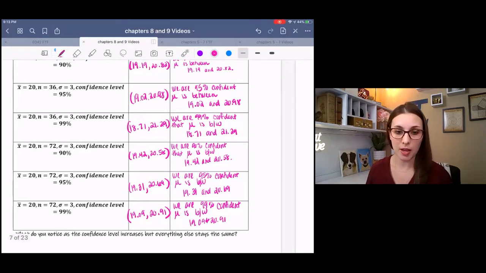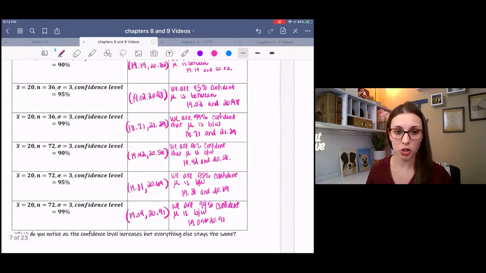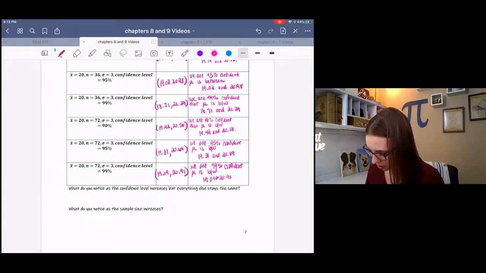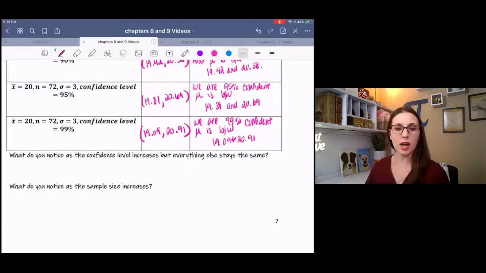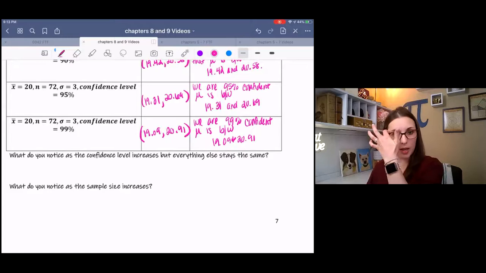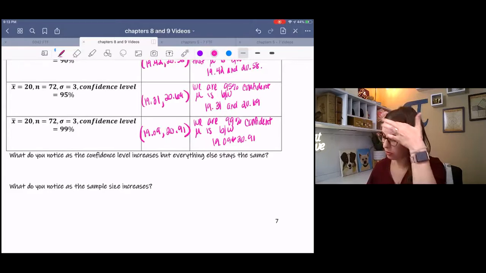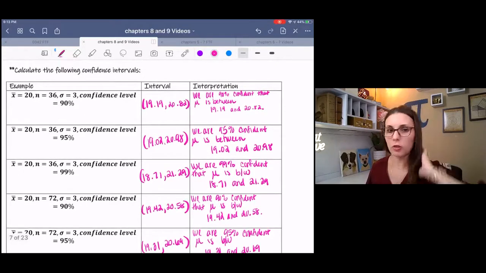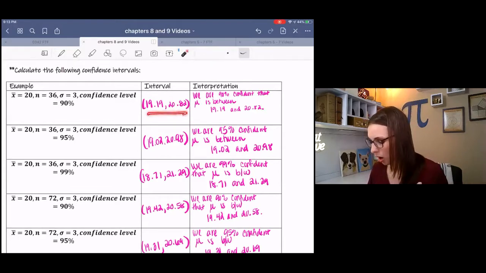So we're going to make some observations down at the bottom. Go ahead and check your intervals and your interpretations. If you need to pause it and do that, you can. And then at the bottom, we have 2 questions. What do you notice as the confidence level increases, but everything else stays the same? So look at the top 3 examples. The confidence level increases, but all other statistics are the same. What happens to our intervals?